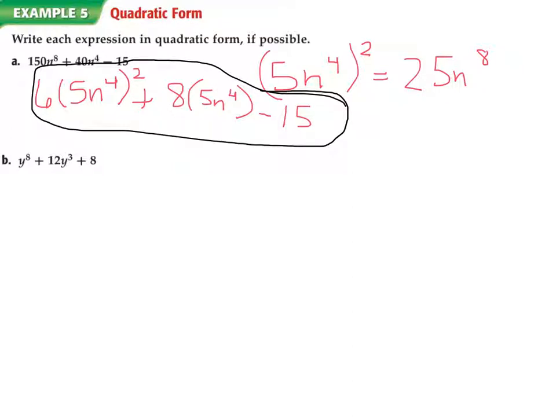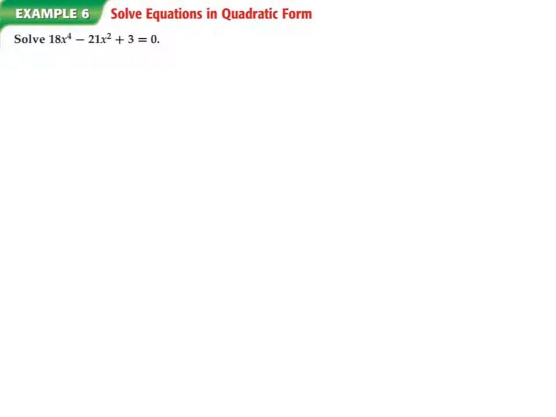So let's go ahead and look at example B. We have y to the 8th plus 12y cubed plus 8. And if we try to rewrite this, so say we have y to the 8th, and we try to rewrite this as y to the 3rd squared, these actually don't equal one another, and so this one can't be written in quadratic form. And so now you're going to actually see why we ever want to use quadratic form, and that's going to actually help us solve example 6.